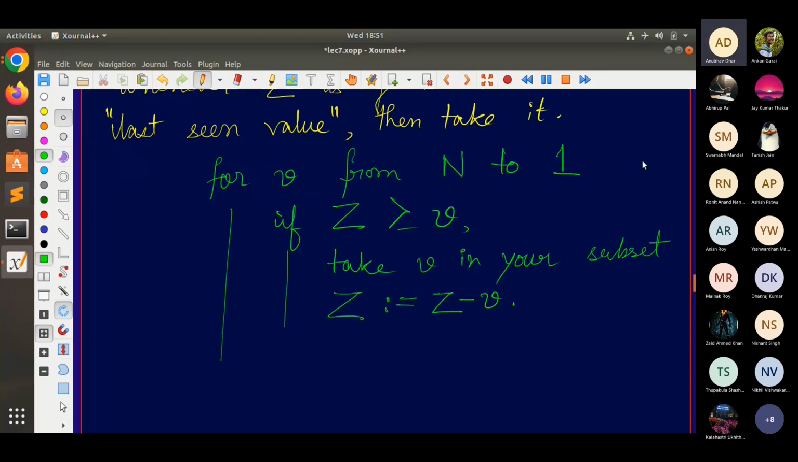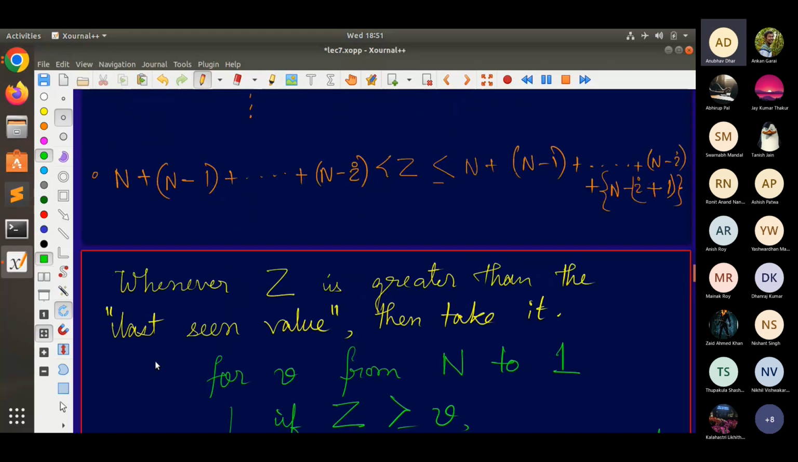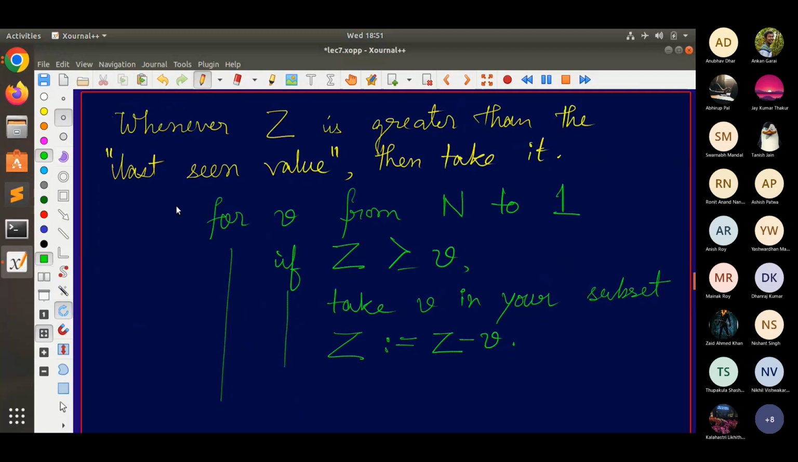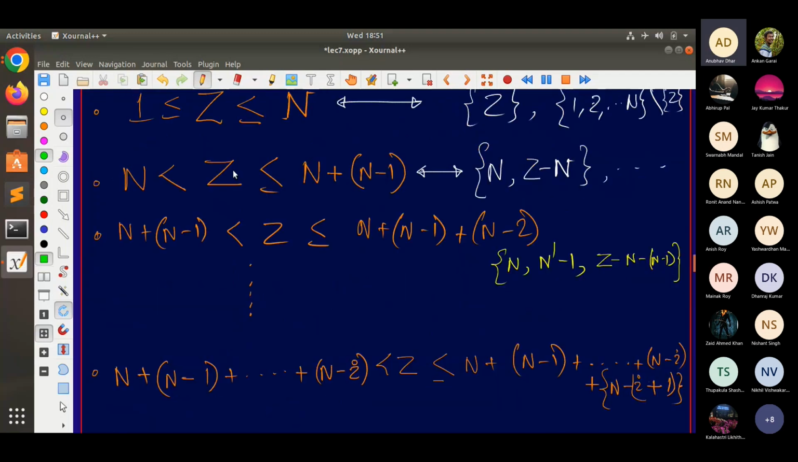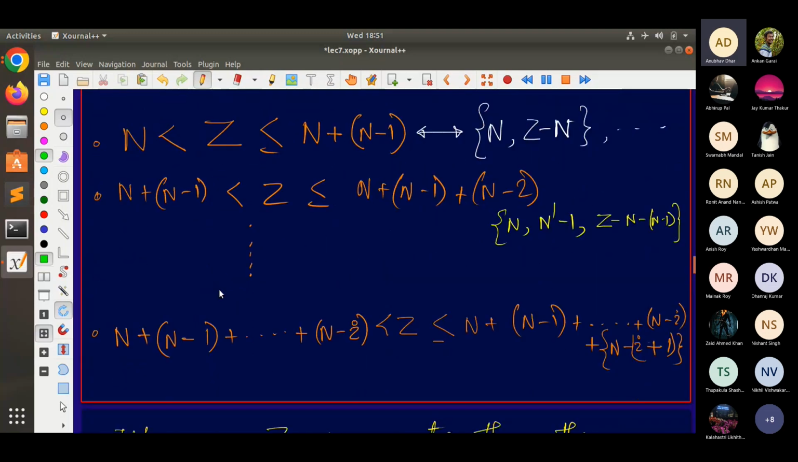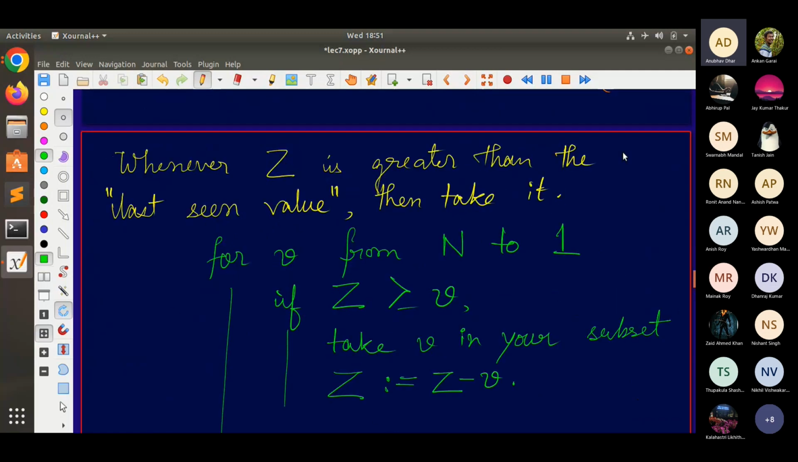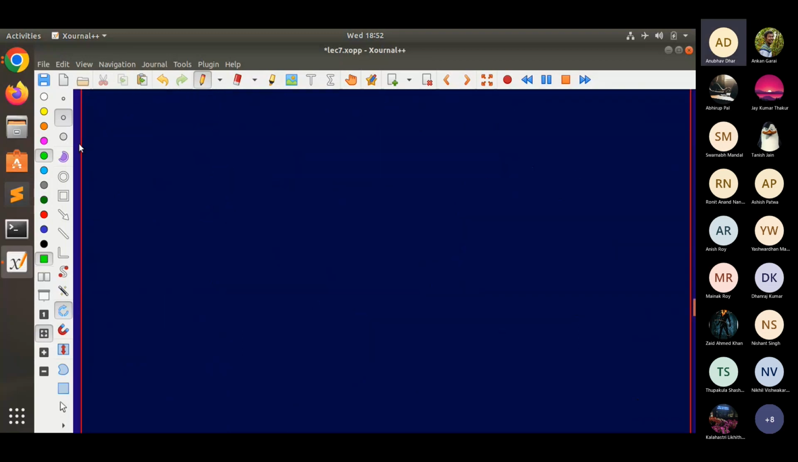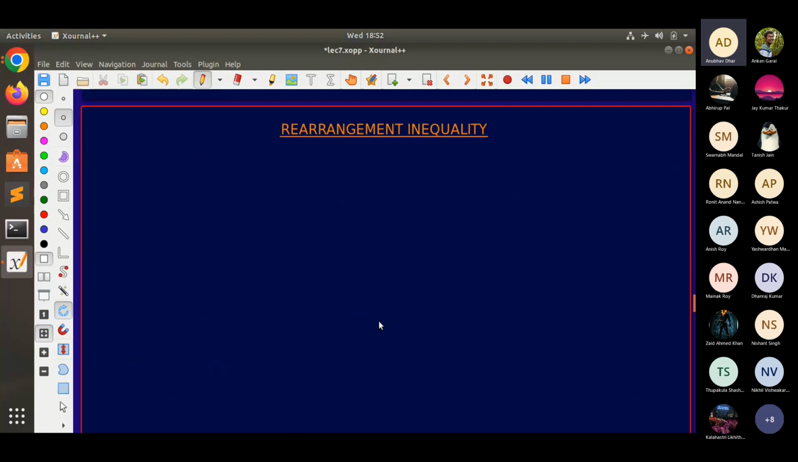So is everyone clear about this algorithm? It's not very straightforward how this algorithm is derived from this particular proof, but I think it's pretty straightforward. But it's not very rigorous. I think you can try to rigorously prove it on your own. Okay, so is there any doubt regarding whatever we have discussed till now? Okay, I hope I didn't put everyone to sleep. Anyway, let's just move on to the next.